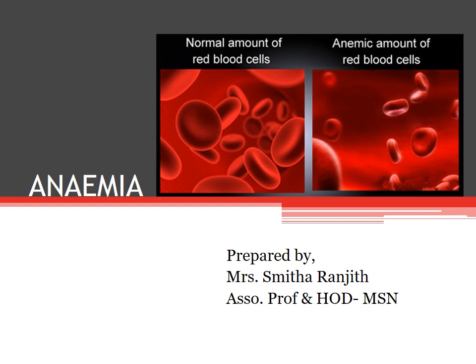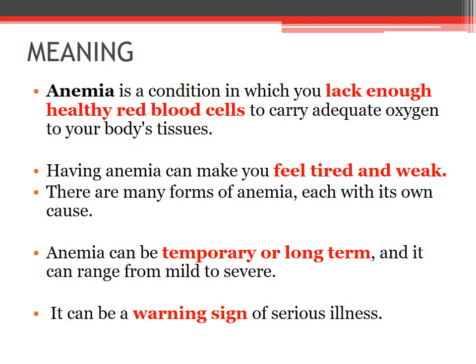So when you say anemia, it is related to the number of red blood cells, and anemic means there is less amount of red blood. What is the meaning of anemia? It is a condition in which you lack enough healthy red blood cells. And what is the main function of the red blood cells? It is to carry adequate oxygen to your body's tissues. I hope you remember this from learning about blood and its components in your anatomy classes. Having anemia makes you feel very tired and weak.